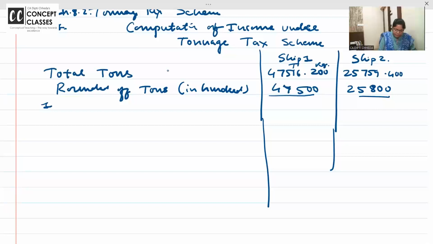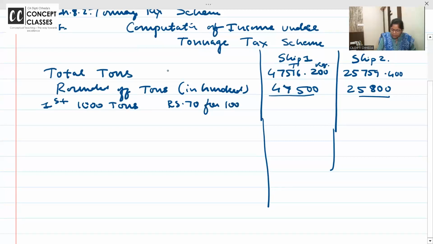Now, first 1000 tons, it is ₹70 for 100 tons. Are you all with me? I want your left hand on the textbook where I have given you the table. Till 1000 tons, what is it? 70 rupees for 100 tons. So for 1000, how much will it be? 700 rupees.